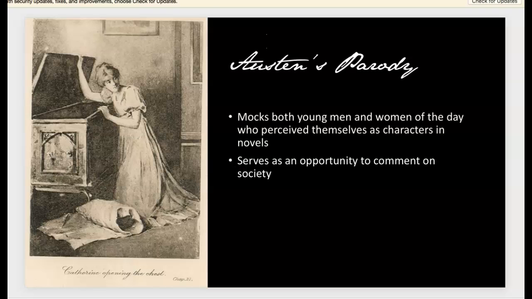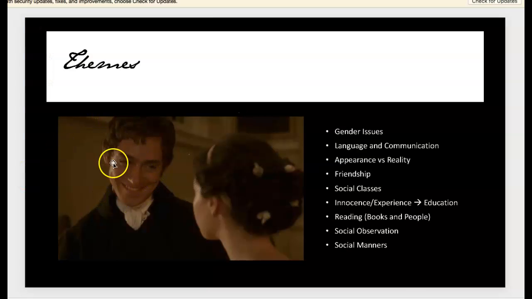Austen's parody really mocks young women who perceive themselves as characters in the Gothic genre, but it serves as an opportunity to comment on society in a lot of different ways, and she does that through the use of the Gothic novel. I just put this picture here because I think J.J. Field is such a cute-as-a-button Henry Tilney, and I love him.